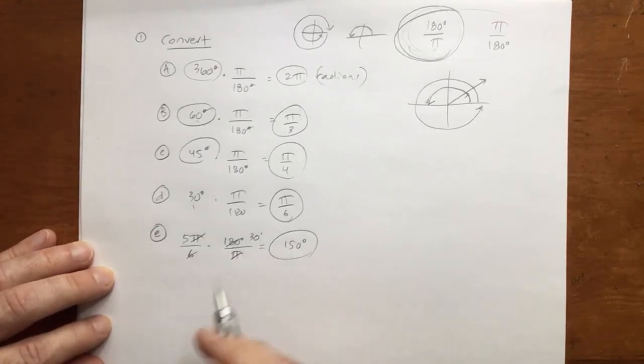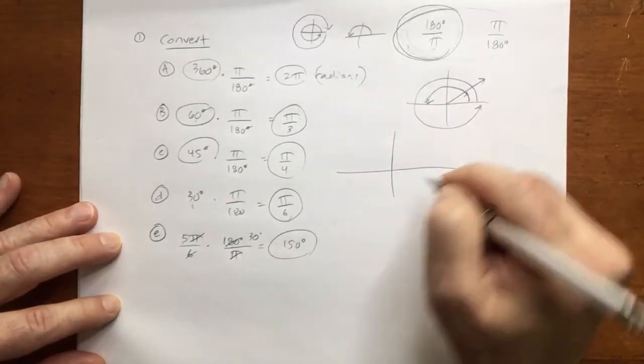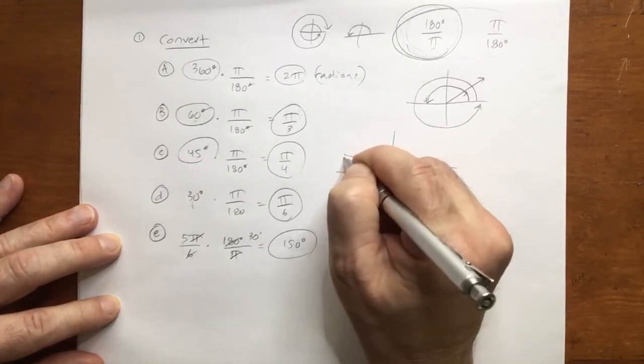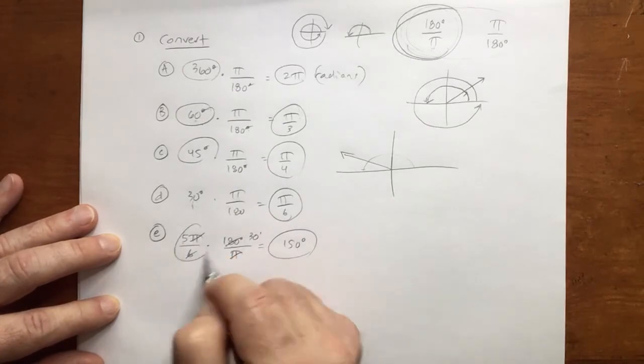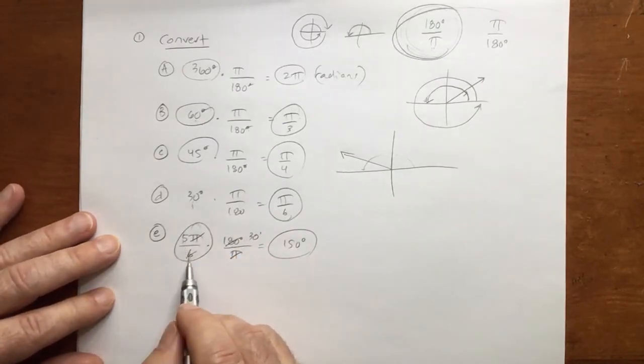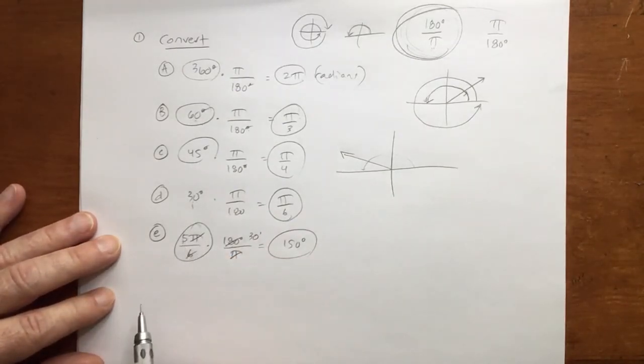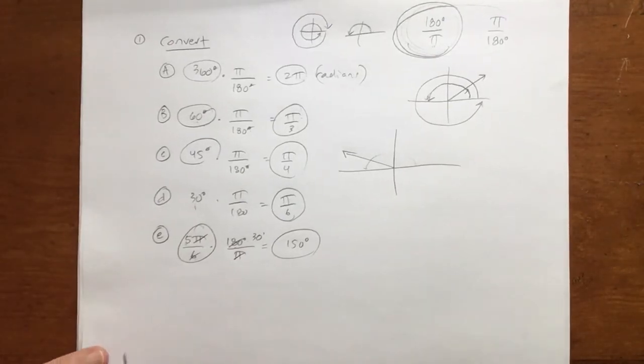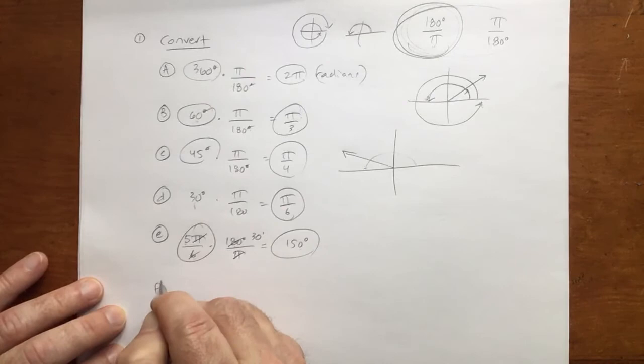And then think about that. Just get this gut instinct going. 150 degrees, well, 180 is there, so we're a little shy of that. And we're saying that's equal to 5/6 of the way to pi. And so we're a little shy of pi radians. Okay, let's do one last one.